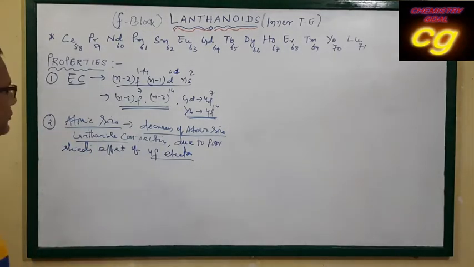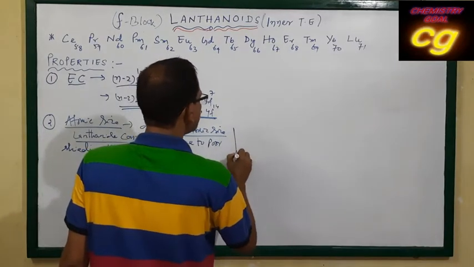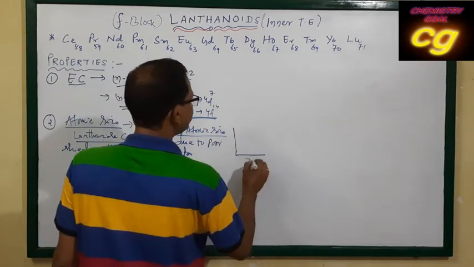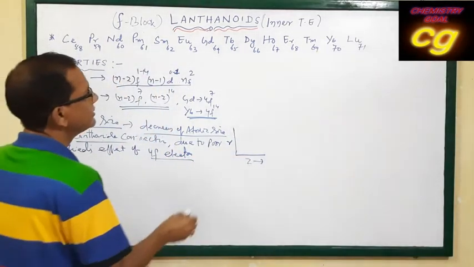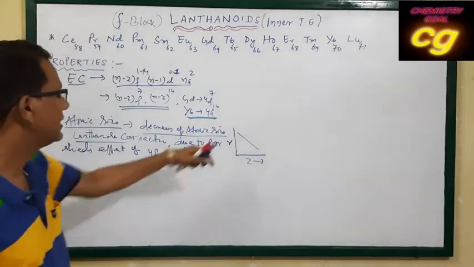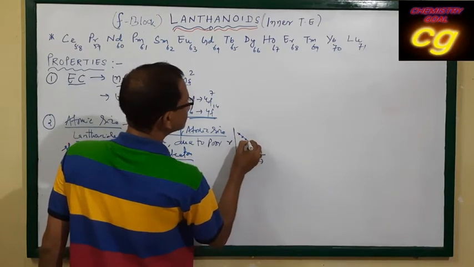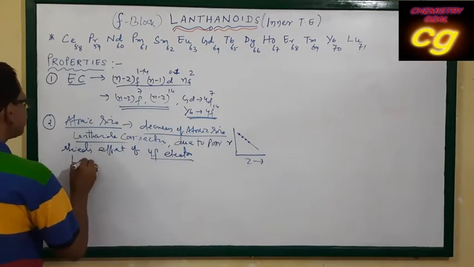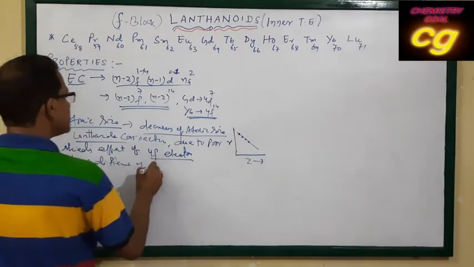Then, if you see the atomic size diagrammatically, it will be just like this. In the diagram, this is your Z value and this is your R. In the case of lanthanides, the graph will be like this. That means the atomic size is decreasing, but the difference of size is very less.